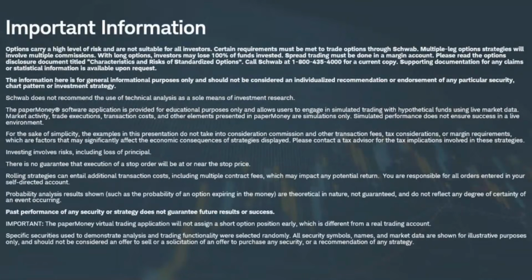So, options carry a high level of risk, are not suitable for all investors, and the information here is for general informational purposes only and should not be considered any type of recommendation or advice.